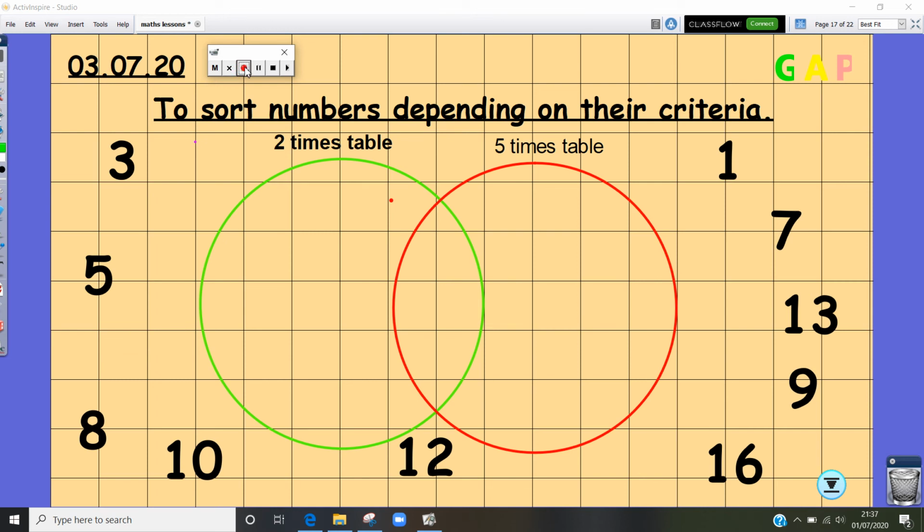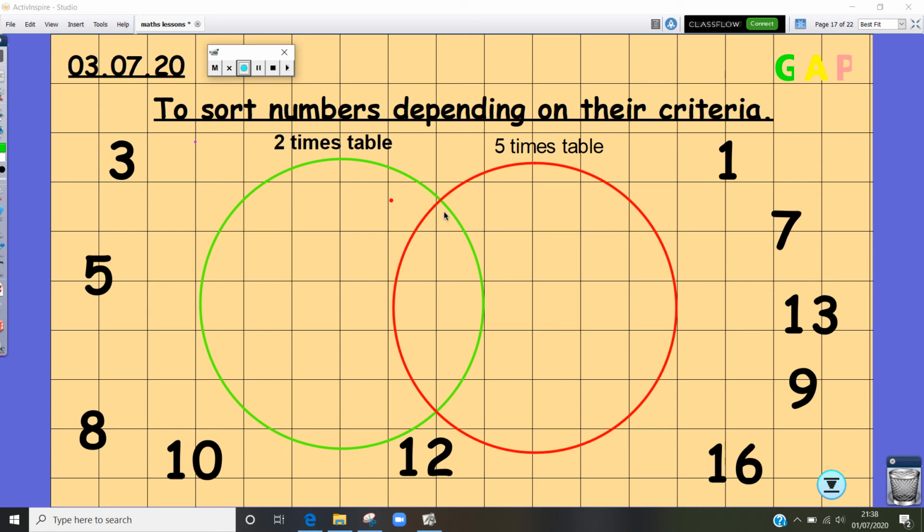This means that all of the numbers in our 2 times table need to go in this green circle, and all of the numbers in the 5 times table need to go in this circle. But it might be that some of the numbers that we have chosen today are in both the 2 and the 5 times table, which means that if that's the case, then we need to put them in the centre here. Okay, pause the video, see if you can sort out my numbers into the correct circles.